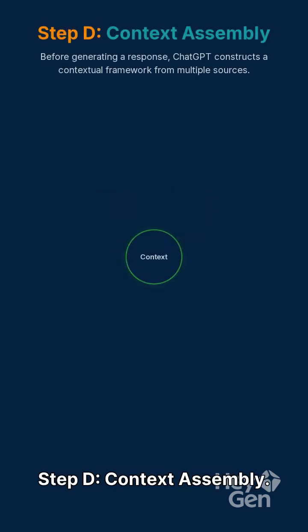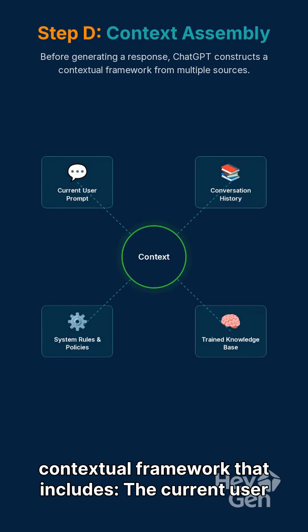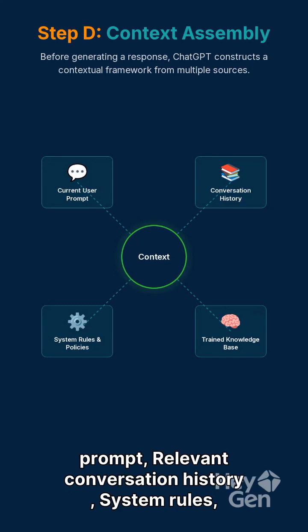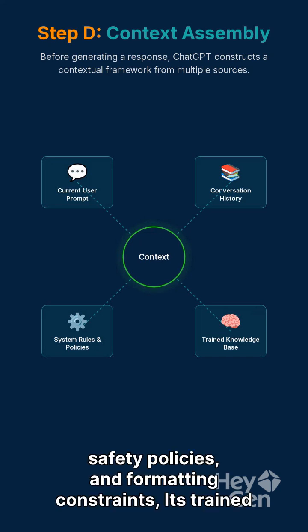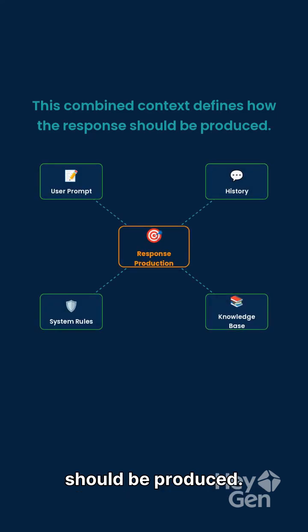Step D, context assembly. Before generating a response, ChatGPT constructs a contextual framework that includes the current user prompt, relevant conversation history, system rules, safety policies, and formatting constraints, its trained knowledge base. This combined context defines how the response should be produced.